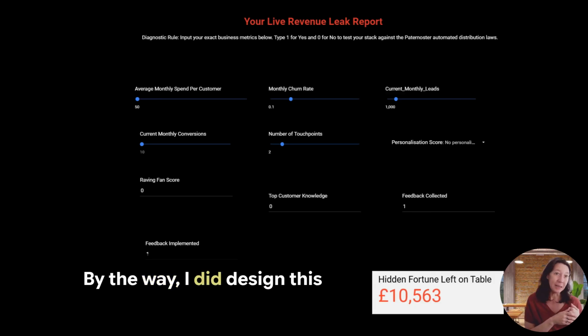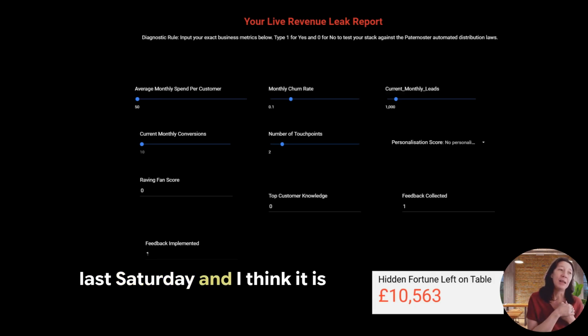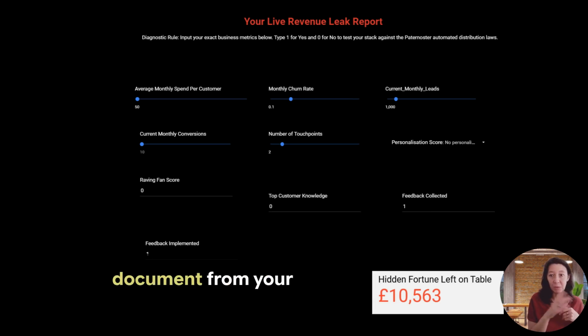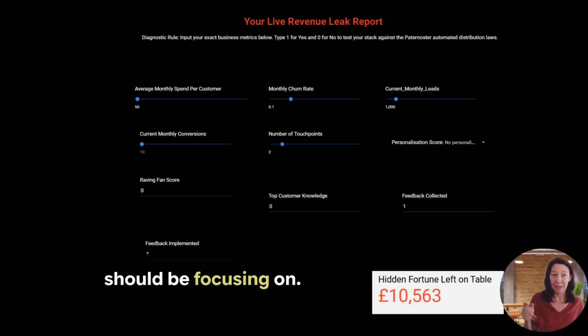By the way, I did design this calculator in one afternoon last Saturday, and I think it is a tool that every single person needs to have in their business, instead of a 50-page document from your marketing agency or from your sales team. This is what CFOs and CEOs should be focusing on.